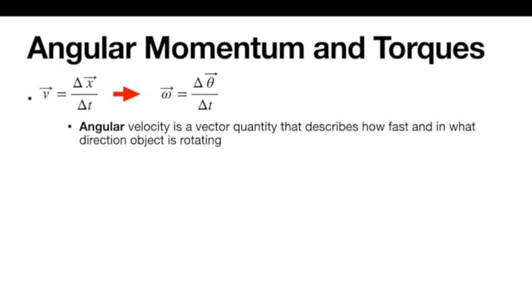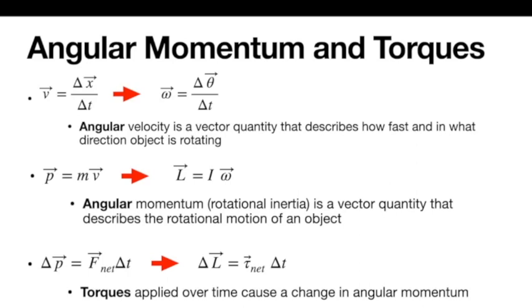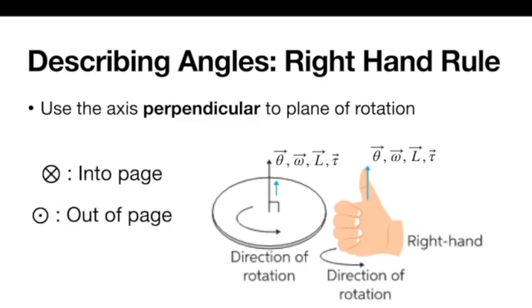Instead of velocity being a change in distance or a change in position over time, we have angular velocity, omega, being a change in angle over time. Instead of linear momentum being mass times velocity, we have angular momentum, L, being angular or rotational mass, or rotational inertia, I, times rotational velocity, omega. And finally, we can change L, our angular momentum, not with a force, but with a torque, which is clearly dependent on a force, what we'll talk about soon, but applying a torque over a time changes angular momentum.